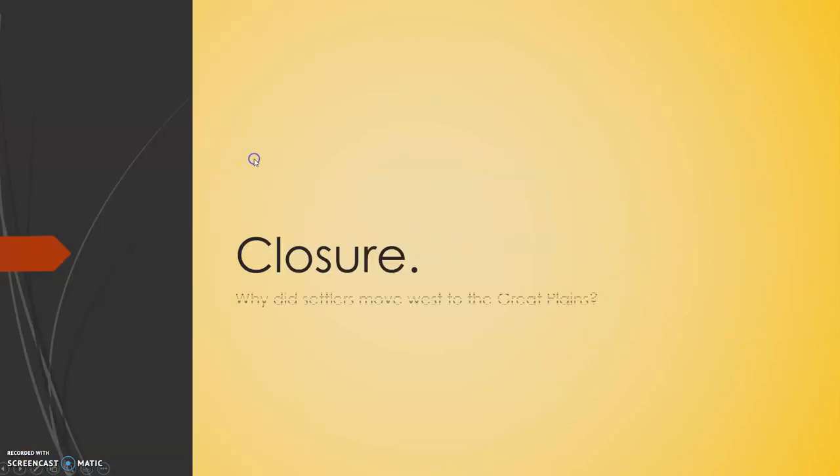All right, our closure. Why did settlers move west to the Great Plains? Think about the publications and the posters. Think about the opportunity of farming and the Homestead Act and all those good things. That'll help you answer your questions.